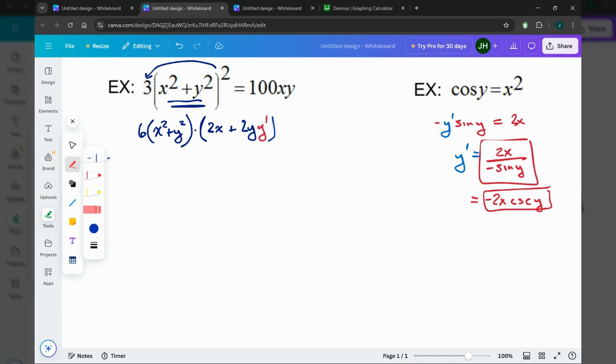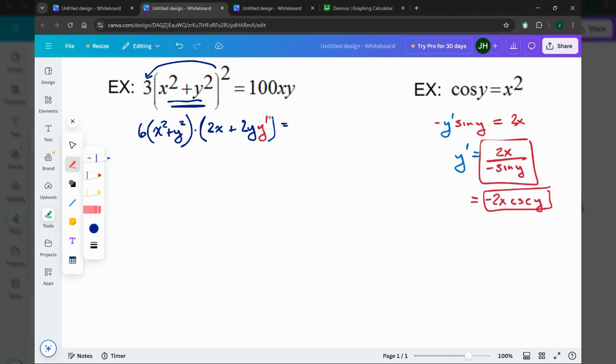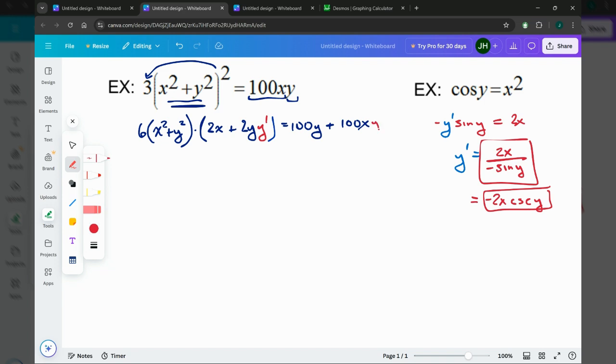Now this is already getting ugly. On the other side, I think of this as 100x times y. What's the derivative of 100x? It's 100. And I have to multiply that by y. Plus 100x, I have to multiply that by the derivative of y, which is y prime.